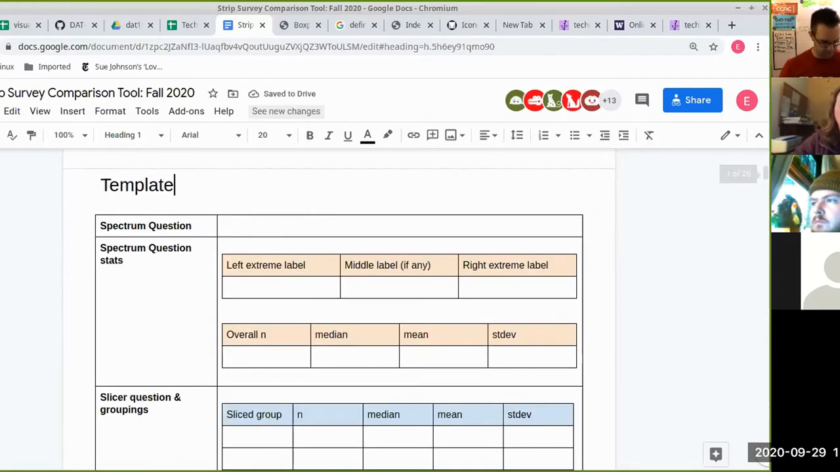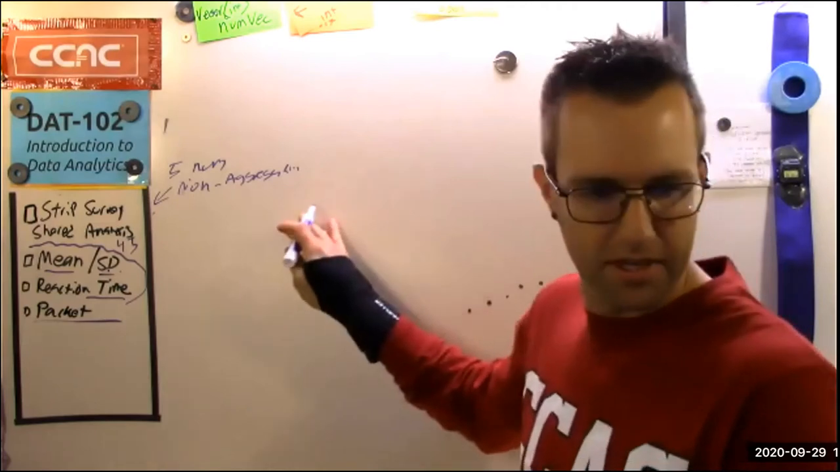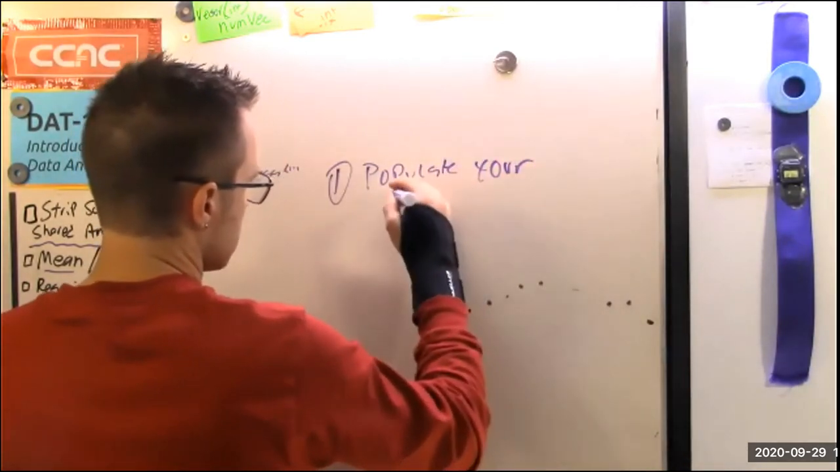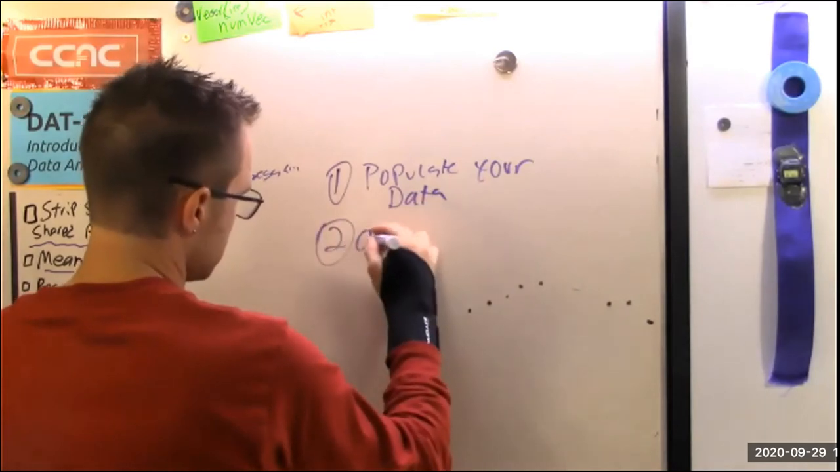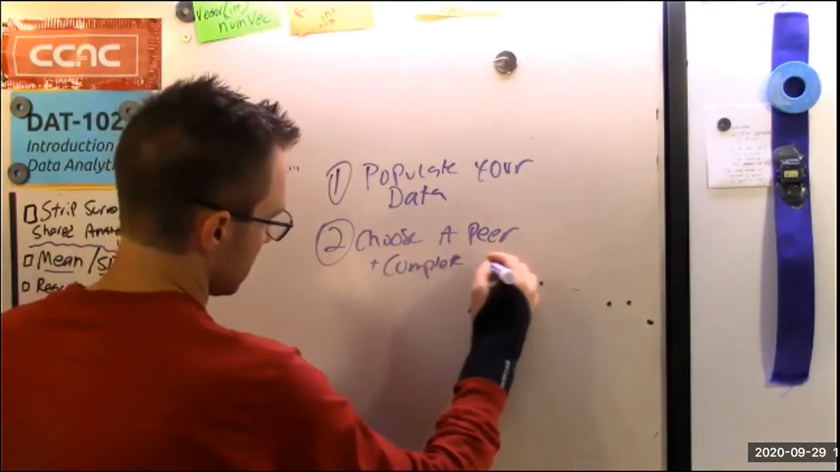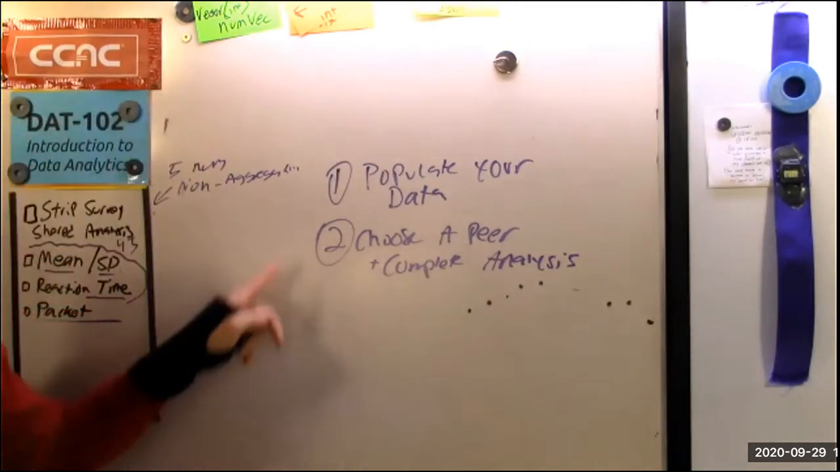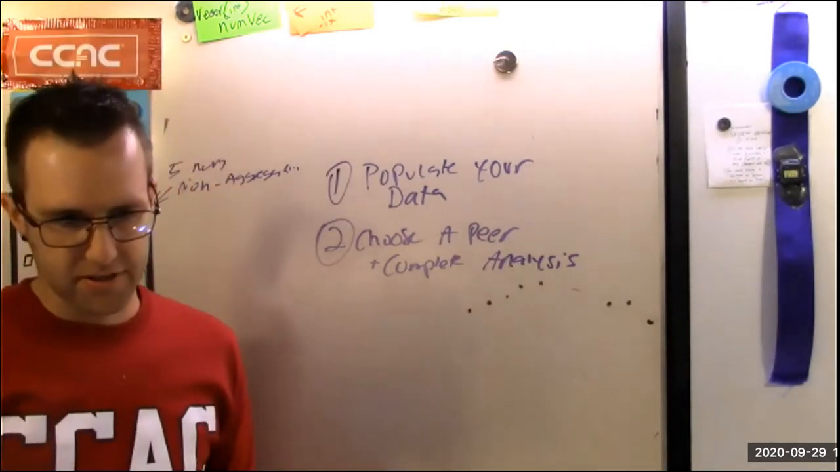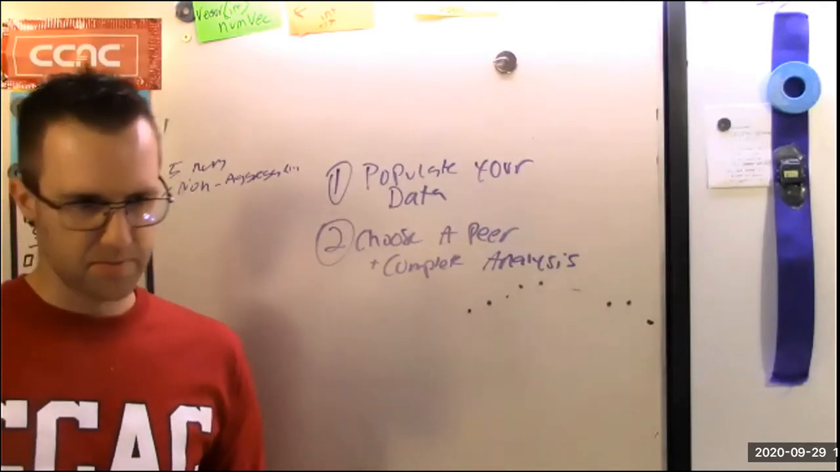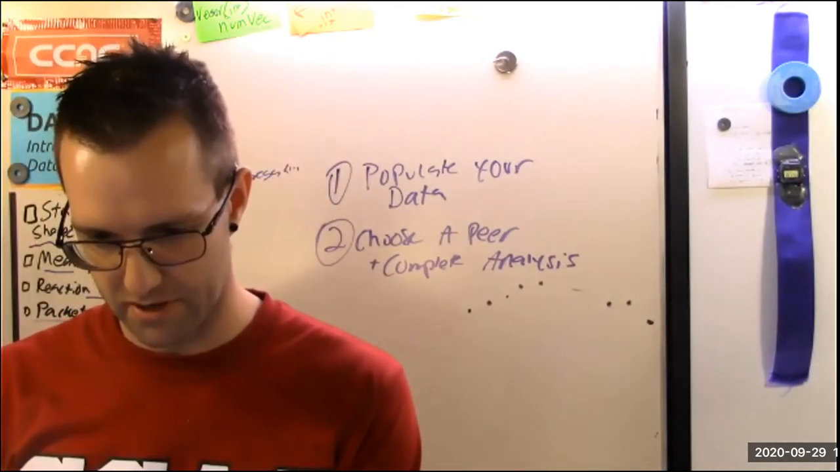Okay, so let's just review. Step one is to populate your section with your data, and then step two is to choose a peer and complete analysis. It'd be nice if everyone had an analyst, but if you're desperately interested in a topic, for instance, if you did a similar topic and someone already chose that peer, you can copy and paste the analysis section and add a second one, which would be kind of cool because it'll give you a chance to see what other people are coming up with.